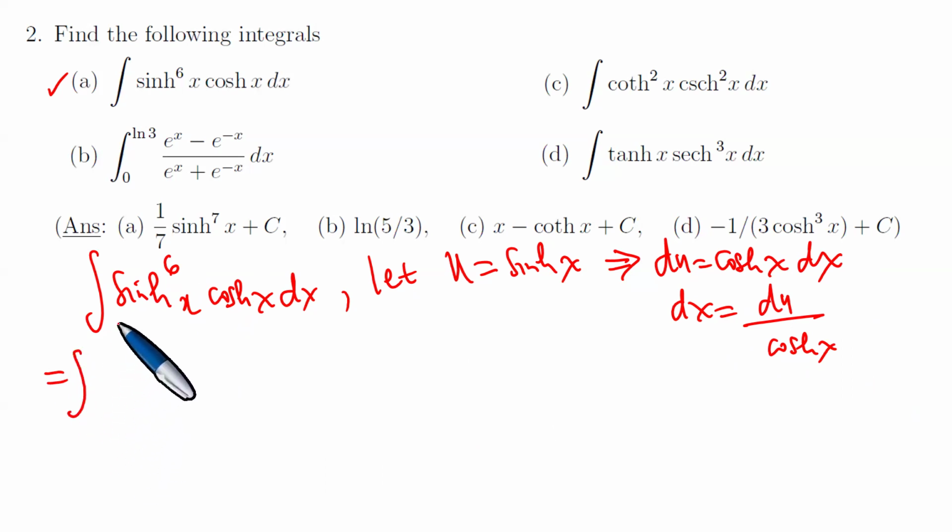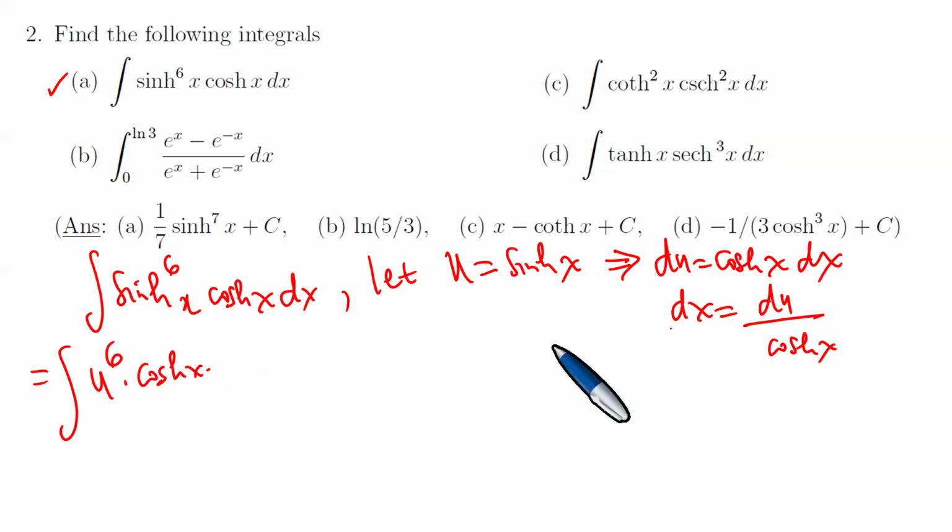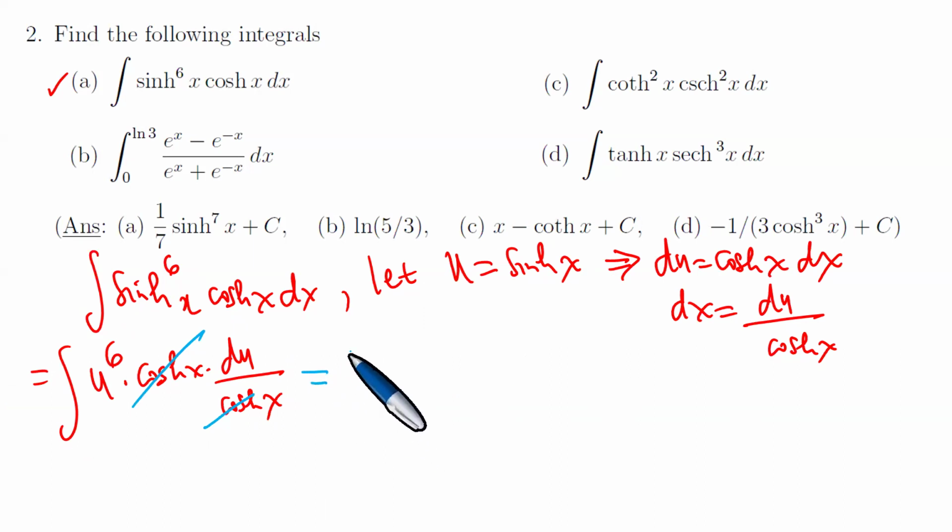The integral. Then what exactly is this? Wherever you're seeing the hyperbolic sine, we're going to put u. So it's going to be u to the power 6, instead of hyperbolic sine to the power 6. Then you have the cosh of x dx, which is du over the cosh. Next, this cosh cancels out, and the result is u to the 6th power du.